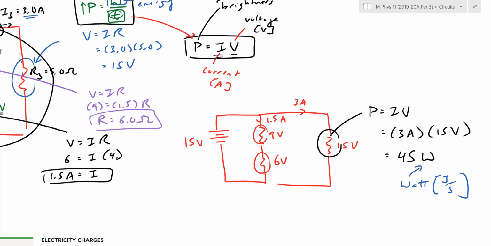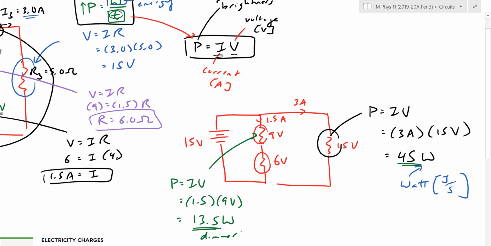Because I have the I and the V for these other ones, I can also do my power formula. P is equal to IV. The current is a little bit slower, because overall this resistance was a little bit higher. 1.5 amps, but I'm going to use up 9 volts for my first bulb. 1.5 times 9 gives me 13.5 watts. This number is not as big as the other one, so this will be a dimmer light bulb.